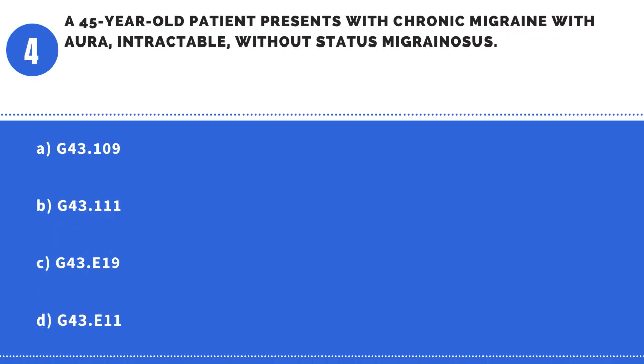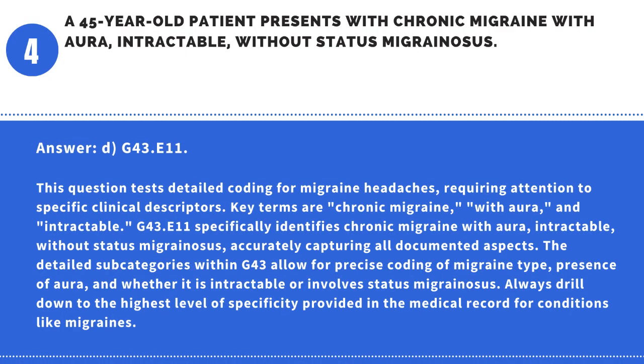Question 4. A 45-year-old patient presents with chronic migraine with aura, intractable, without status migrainosus. A. G43.109. B. G43.111. C. G43.E19. D. G43.E11. Answer D. G43.E11. This question tests detailed coding for migraine headaches, requiring attention to specific clinical descriptors. Key terms are chronic migraine with aura and intractable.